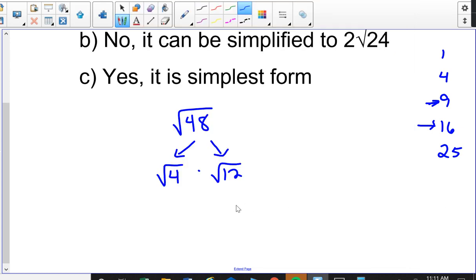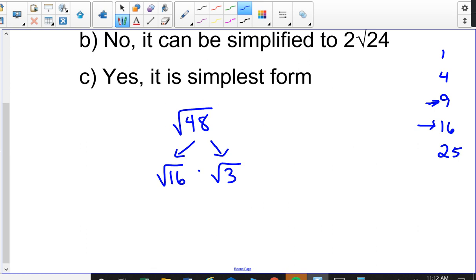So instead of putting 4 times 12, I'm going to choose to use 16 times 3 because that is the biggest perfect square. I'm not going to move on to 25 because I know 25 times 2 is 50. I already got past 48, right? 48 is not going to be divisible by bigger numbers than that. So 16 was the biggest perfect square.